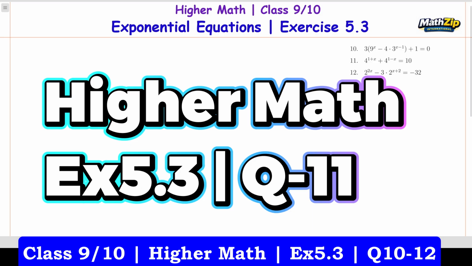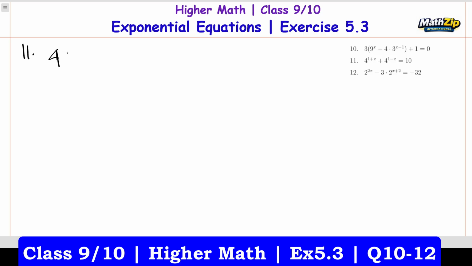Question 11. 4 to the power 1 plus x plus 4 to the power 1 minus x equals 10.